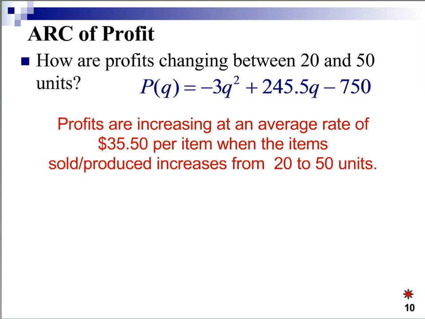So anytime you're talking about rate of change, if you're not sure where the units are supposed to come from, just look at the units on the two axes. It'll always be units on the y-axis per units on the x-axis. In this case, the units on the y-axis are dollars, and the units on the horizontal axis are items or units produced.